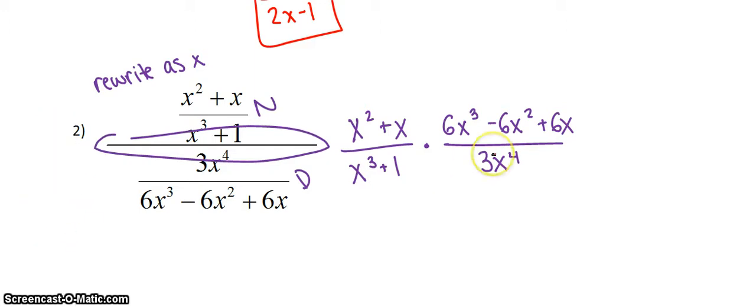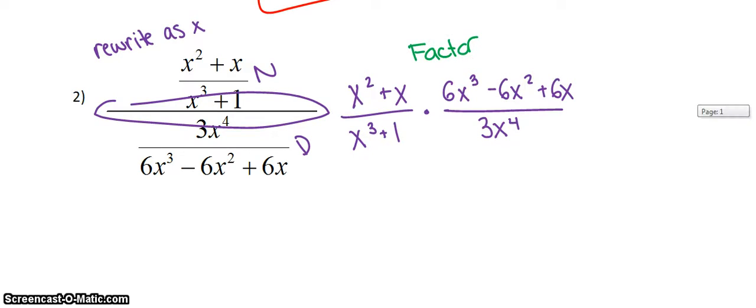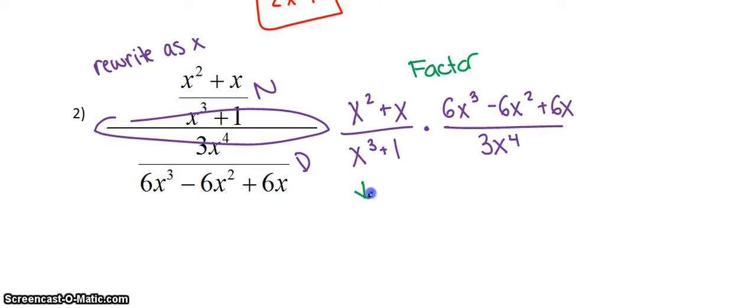Anywho, now that we have a multiplication problem, after you rewrite as multiplication, I want you then to factor to see what you can cancel. So we're going to factor this, starting with this piece here. On the numerator, all you can do is take out a GCF.